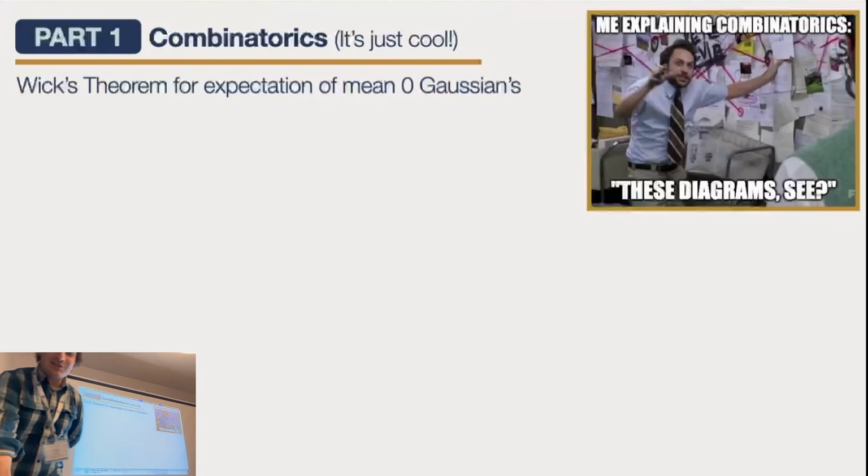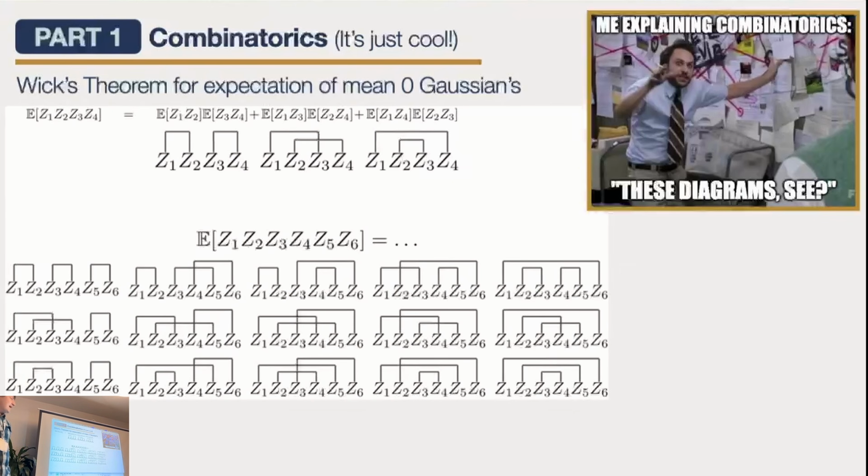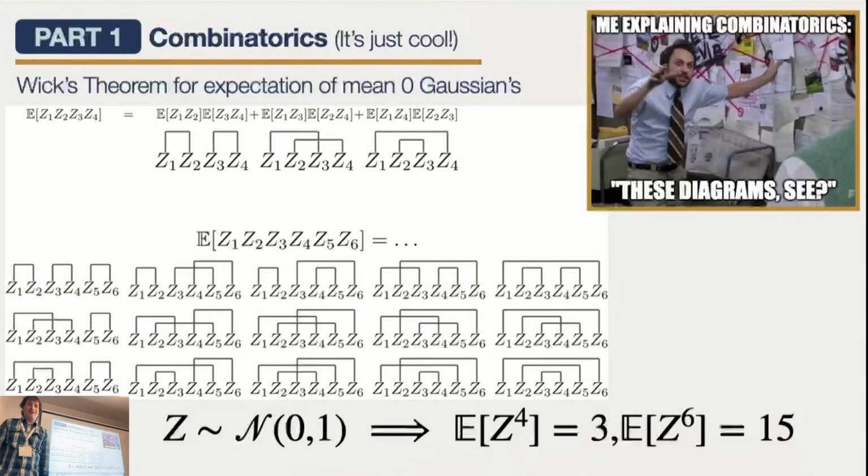So what is the combinatorics? You start with the Wick theorem for the expected values of mean zero Gaussians. Here's the expected value of a product z1 times z2 times z3 times z4. It's a sum over all the possible pairings of the four things. Here it is with 6 things, all the possible pairings. That's the Wick theorem.